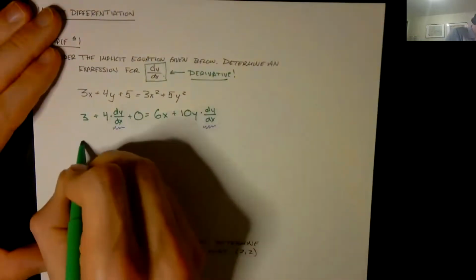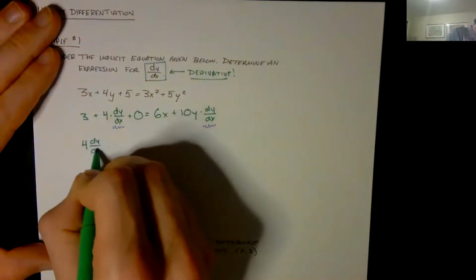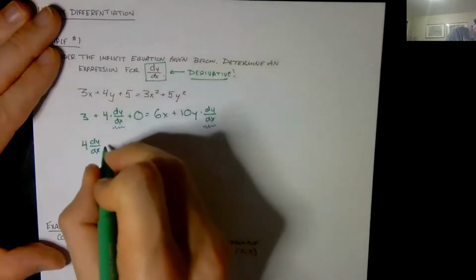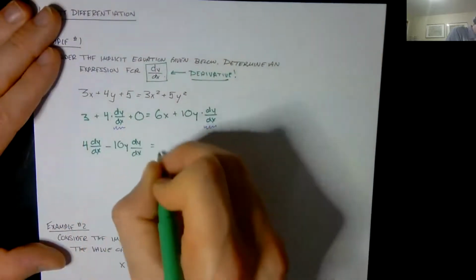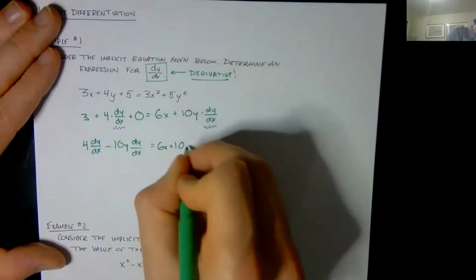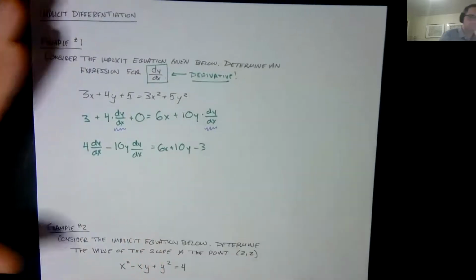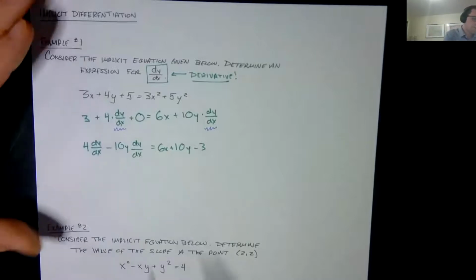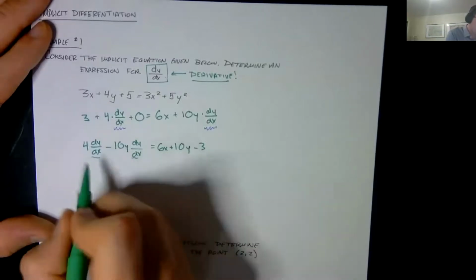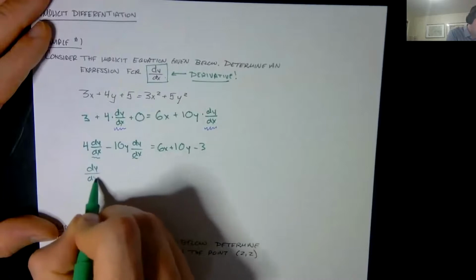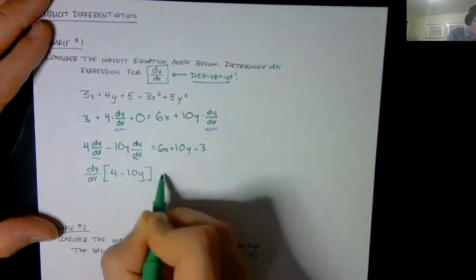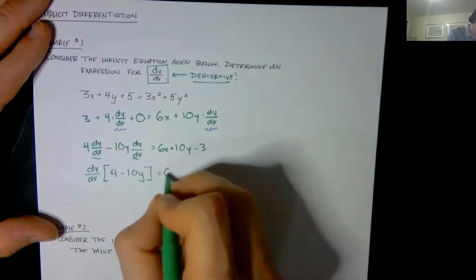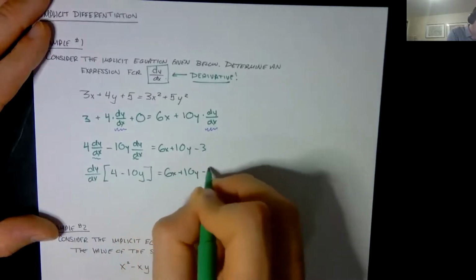All right, so we're gonna have 4 dy dx here. We're gonna bring this over, so it's gonna be minus 10y dy dx equals 6x plus 10y minus 3, just like that. Still looking to isolate this part here, so I can factor that out, dy dx times 4 minus 10y. You could use parentheses if you'd like. I'm just using brackets because I feel like it. 6x plus 10y minus 3.